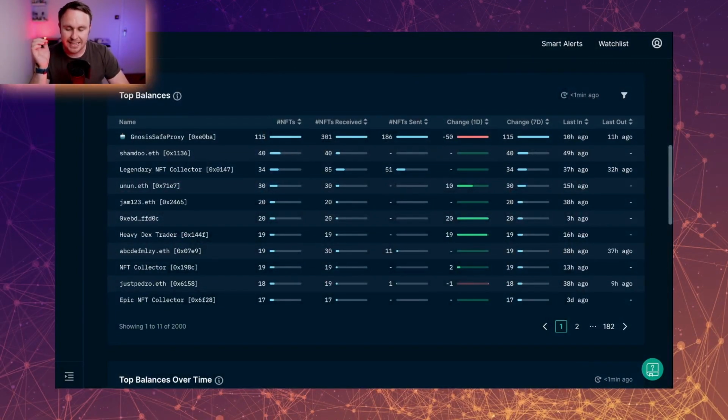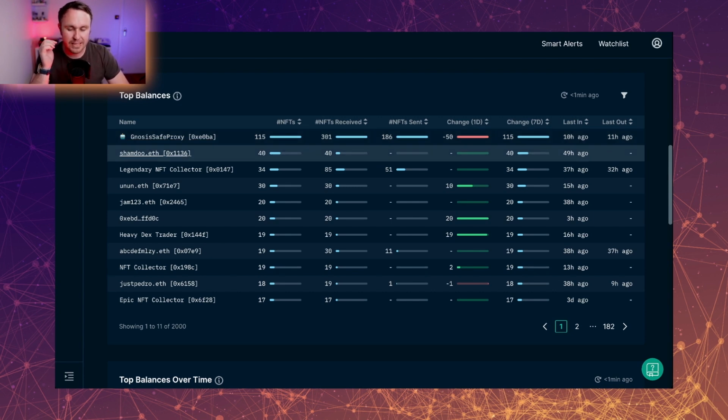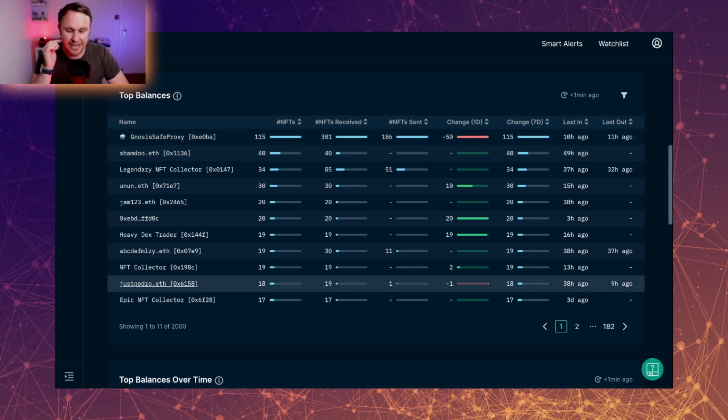When we have a look at the top balances of this project, what we can see here is that there has been an absolute mozza taken by the top spot. The top spot has 115. Next is 40. That's almost a factor of 3 between number 1 and number 2. And then to round out the top 10 is 17. So yes, there is a crazy difference between the top holder and the 10th holder.